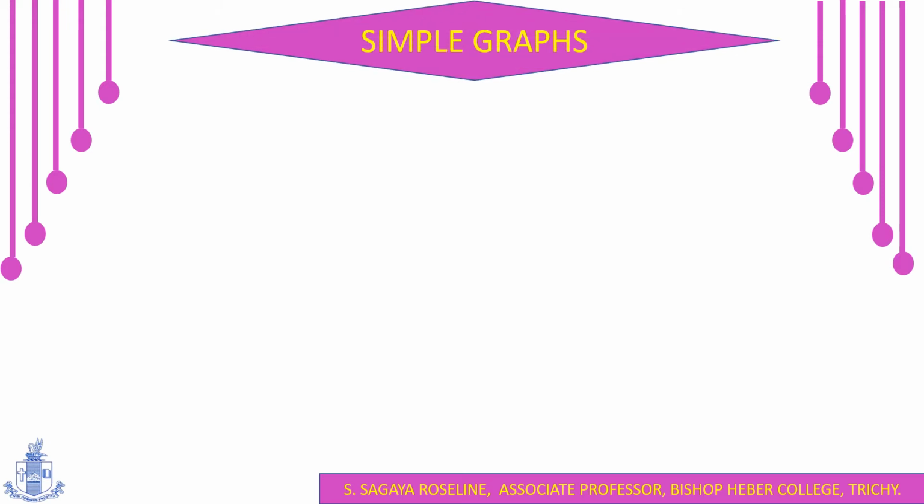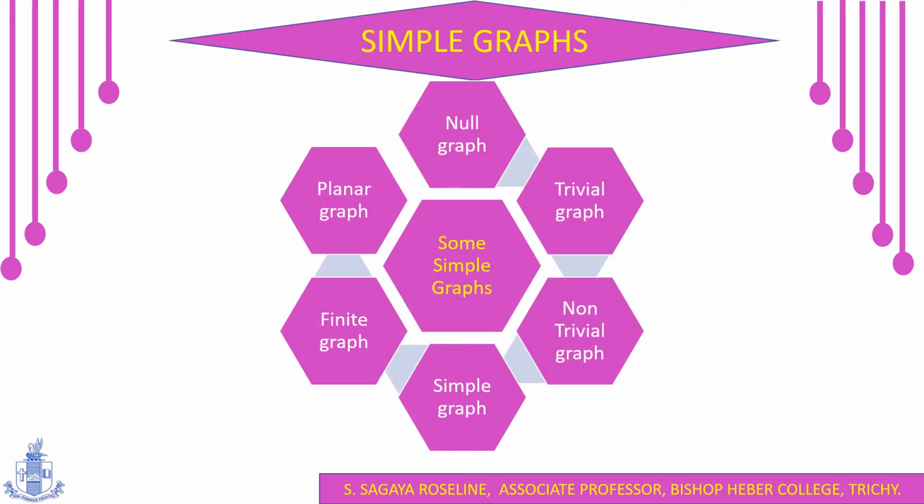Now we are going to see some simple graphs. Here we are considering 6 types of simple graphs: null graph, trivial graph, non-trivial graph, simple graph, finite graph, and planar graph.